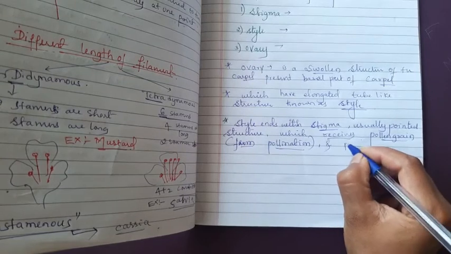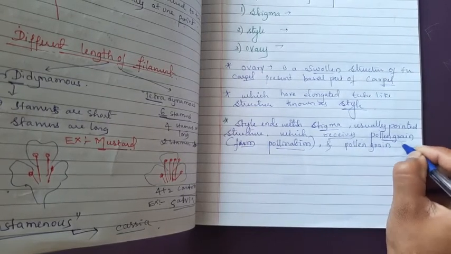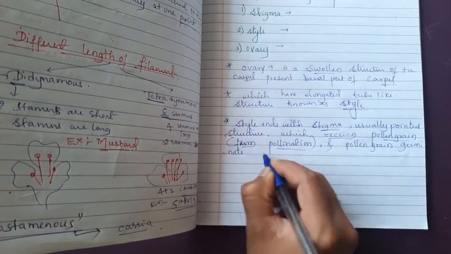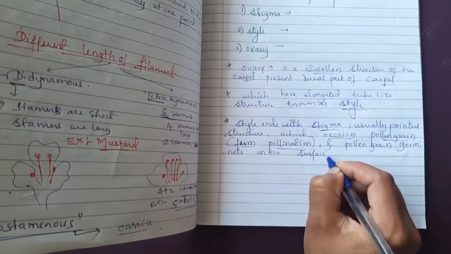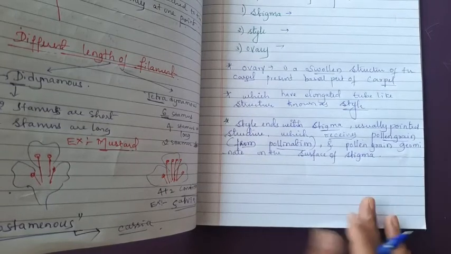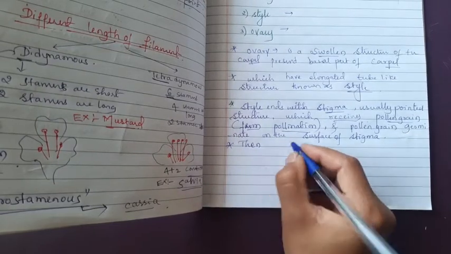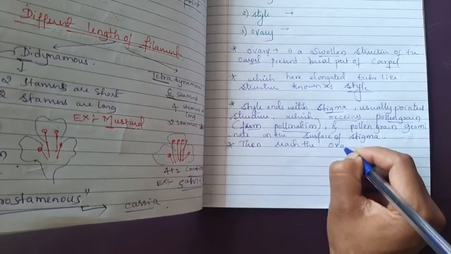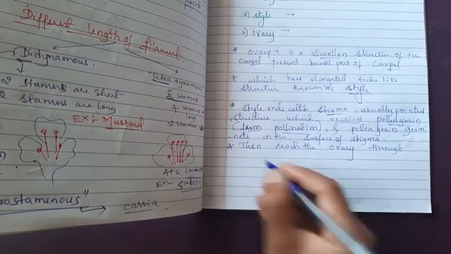And pollen grains germinate on the surface of stigma. Okay, then reach the ovary through ಸ್ಟೈಲ್.